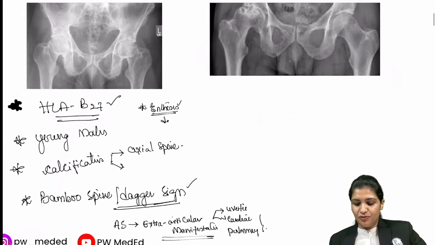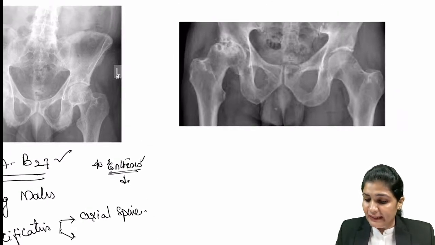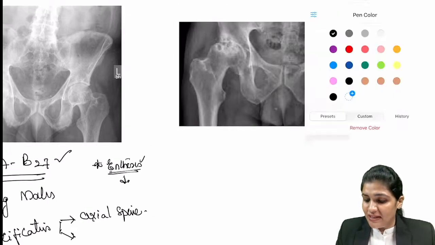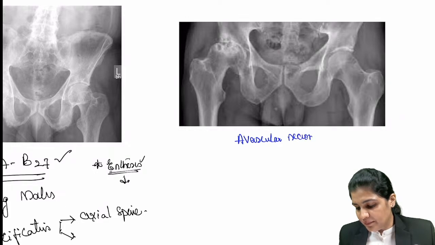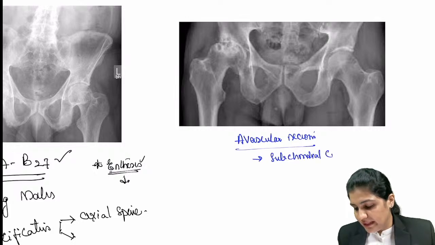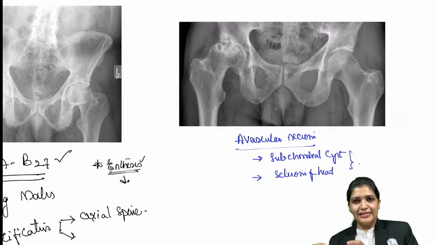And next, if you see this particular x-ray, it is clearly an x-ray of avascular necrosis. Here you can see the formation of a subchondral cyst. Mainly there will be formation of subchondral cyst and there will be sclerosis of the head, right. These two are important features to diagnose it as avascular necrosis.